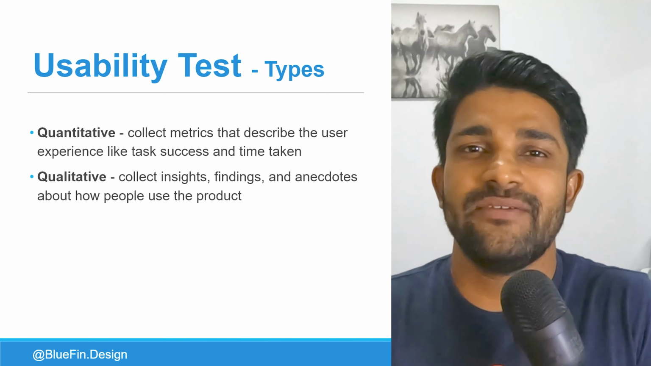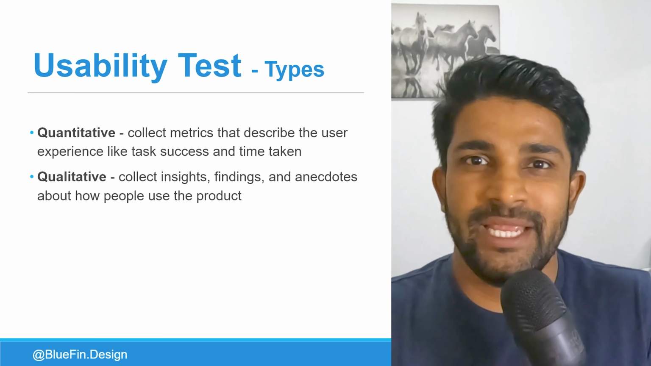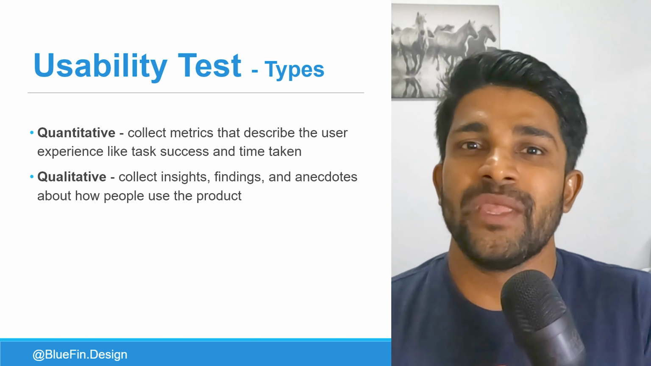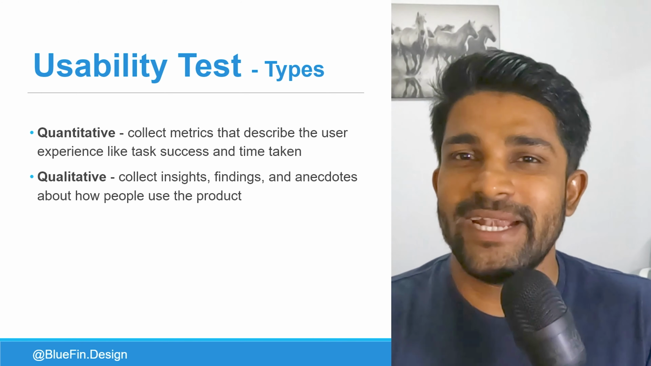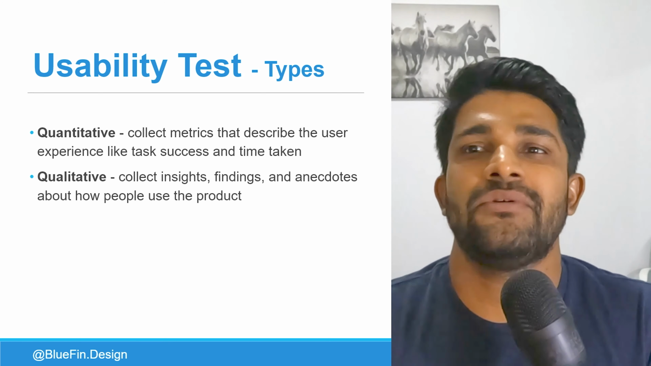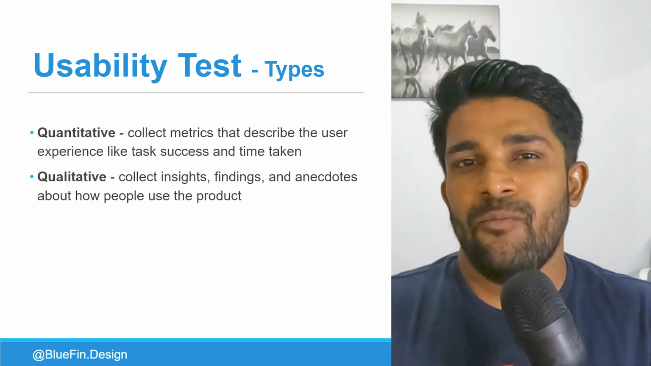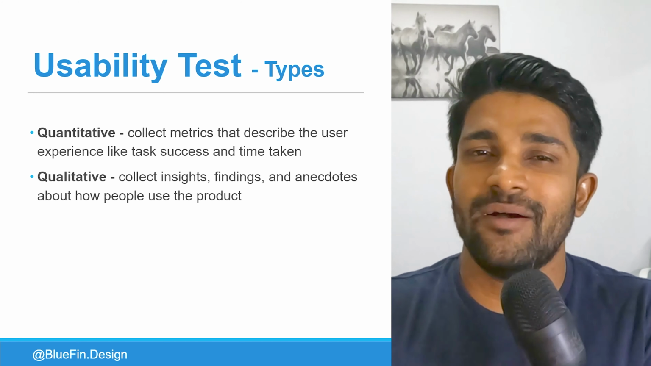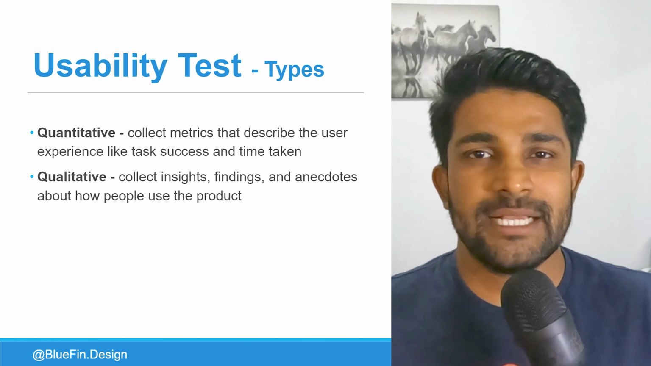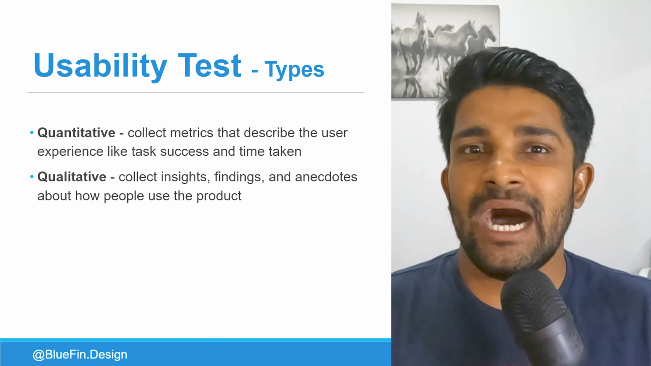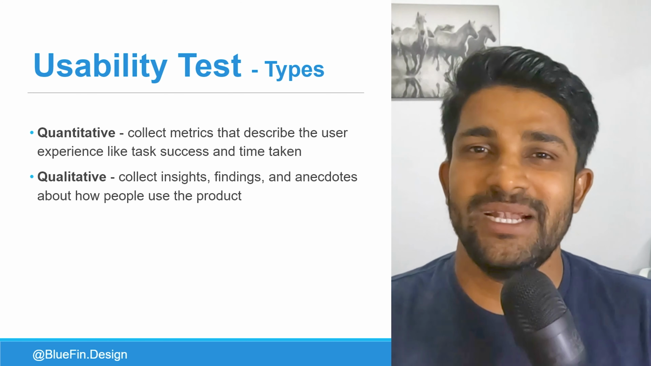Let's talk about the different types of usability tests. Depending on what you are testing in the product, you can have two different types of usability tests. The first one is the quantitative, wherein you are expected to collect metrics that describe the user experience. For example, was the user able to successfully complete the task? Or how much time did they take while completing a particular task or a particular workflow? So these are tangible details that you can get from your usability tests.